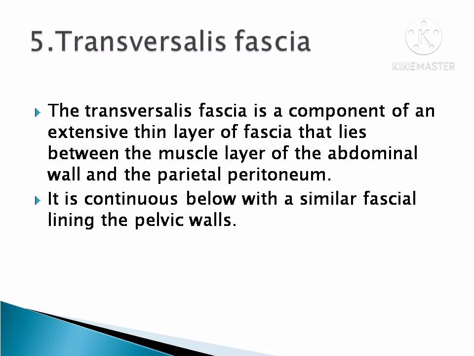And now fifth layer, transverse fascia. The transverse fascia is a component of an extensive thin layer of fascia that lies between the muscle layer of the abdominal wall and the parietal peritoneum. It is continued below with a similar fascial lining of the pelvic walls.